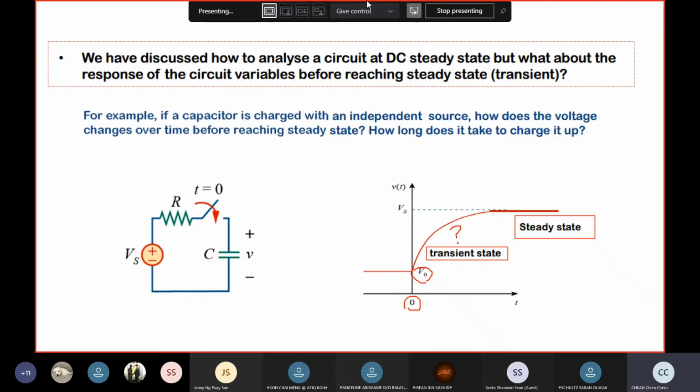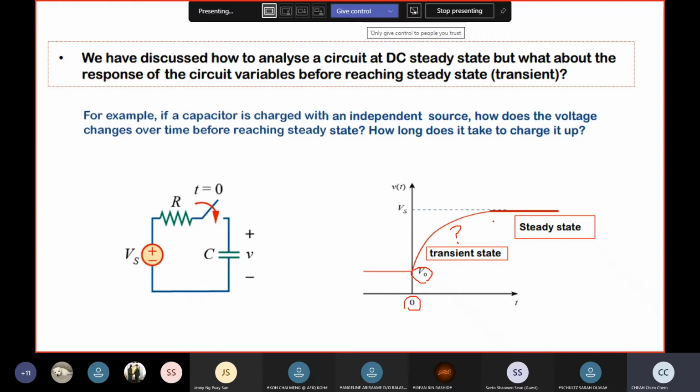DC is easy to analyze, but something in between, the transient, is also important. For example, if you want to charge our handphone, you would like to know, right? How long would it take to charge it up? Okay, if you design something which takes a few days to charge up, then that's not good. So we want to know how long it takes to charge up. Okay, and then at any time, right?